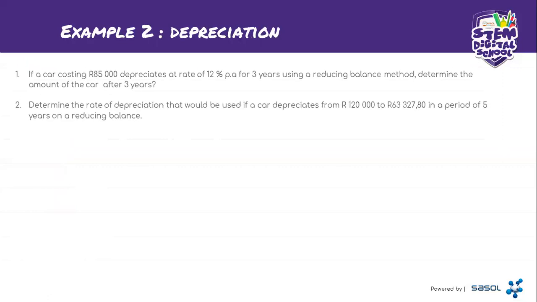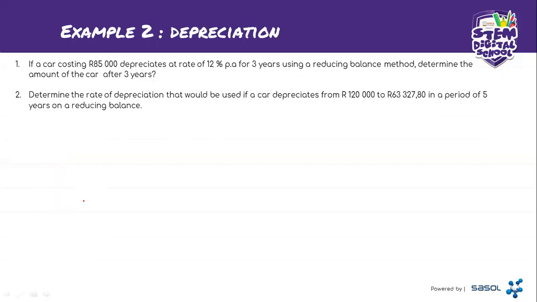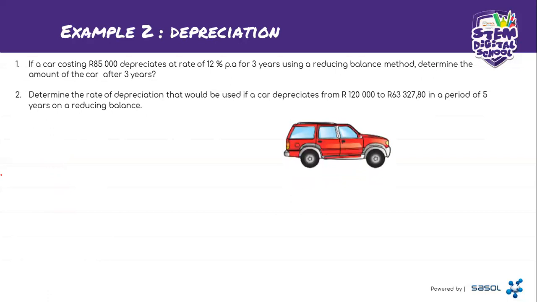Example 2, we are still under depreciation. If a car costs 85,000, depreciates at the rate of 12% per annum for 3 years using the reducing balance method, determine the amount of the car after 3 years. Let's see how much money this car will cost after 3 years.